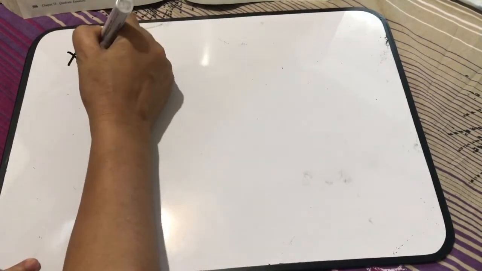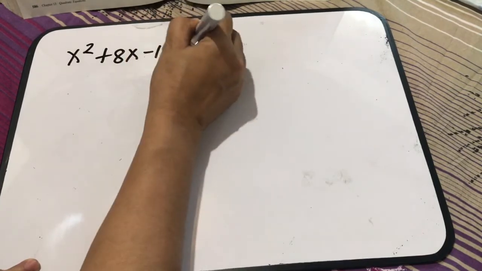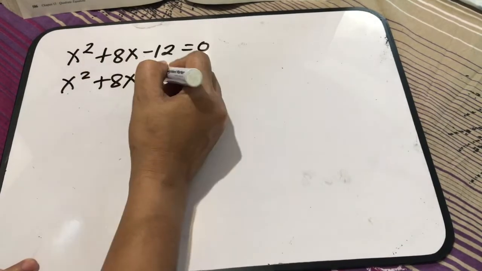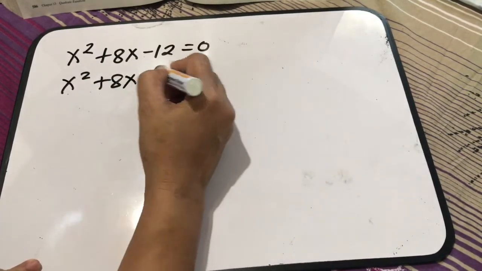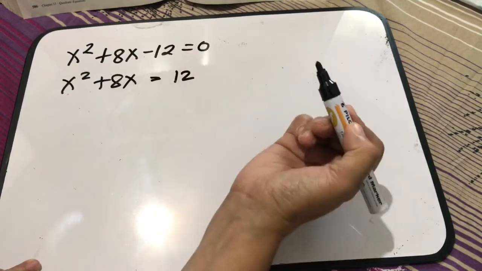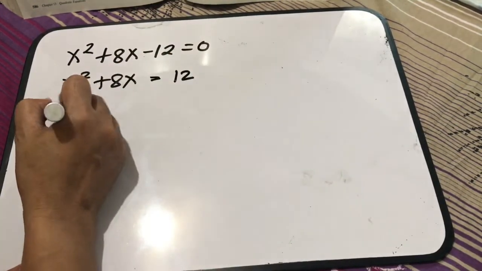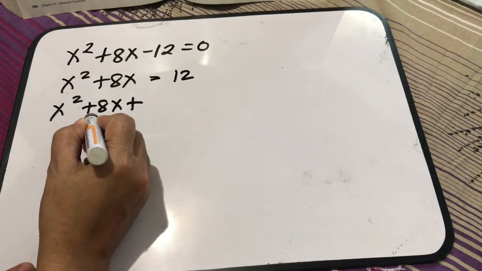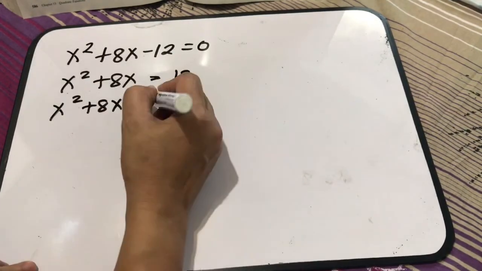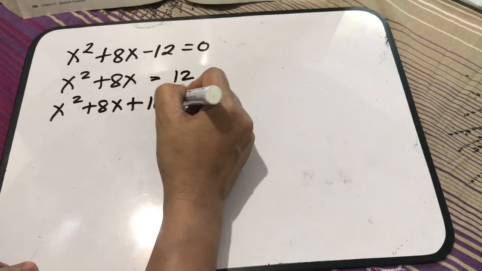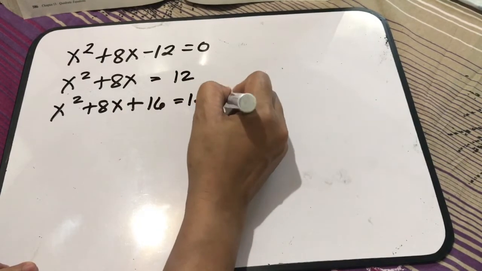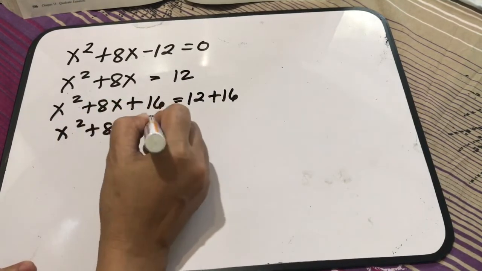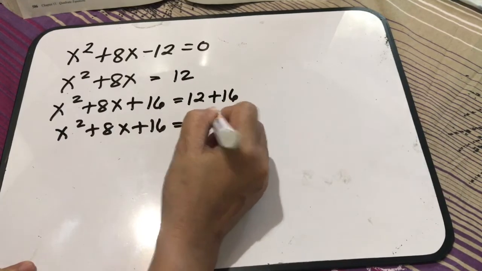Okay, another example is x squared plus 8x minus 12 is equal to 0. So this is x squared plus 8x, following the addition property, equal to positive 12. We complete the square. This becomes x squared plus 8x plus, again, 8 divided by 2 is equal to 4. We square that, so that is equal to 16. So this is equal to 12 plus 16. So x squared plus 8x plus 16 is equal to 28.